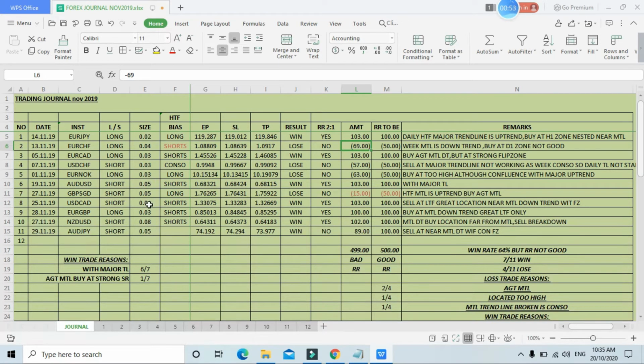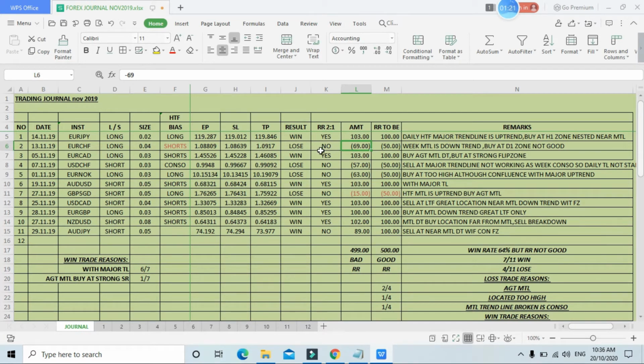Why is the size different? Because it depends on the pips I risk. If I risk more pips, this will be a smaller position because I want to maintain a consistent earning and a consistent risk. So the buy or sell and the entry price. This is the entry price, this is the stop loss, this is the take profit, and this is the result. You may see the win or loss, this is my result, and the risk reward. I'm doing 2 to 1.